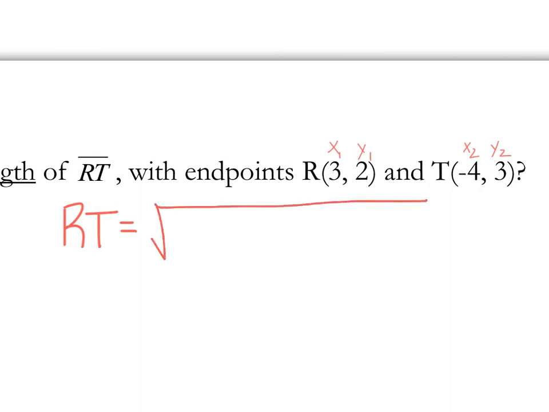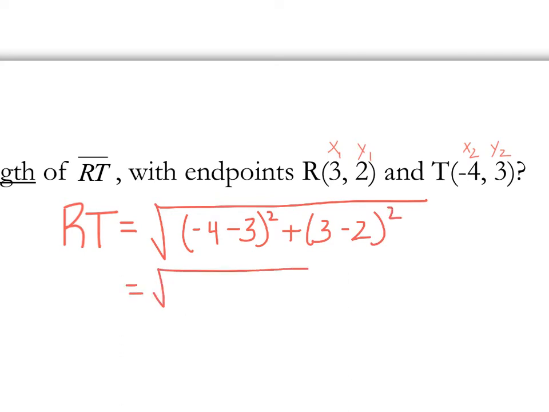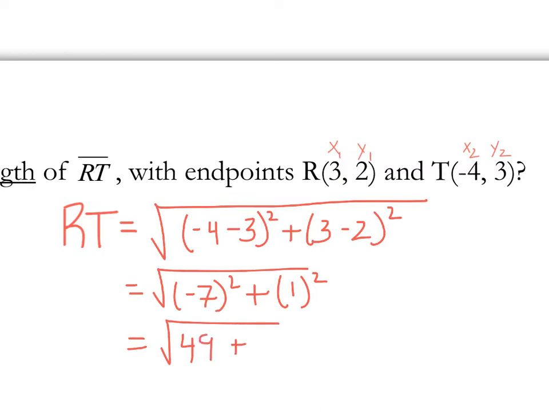So I put a square root, negative 4 minus 3 squared plus 3 minus 2 squared. Then all you have to do is subtract. So that would give me negative 7 squared, and 3 minus 2 is 1 squared. So that gives me 49 plus 1.